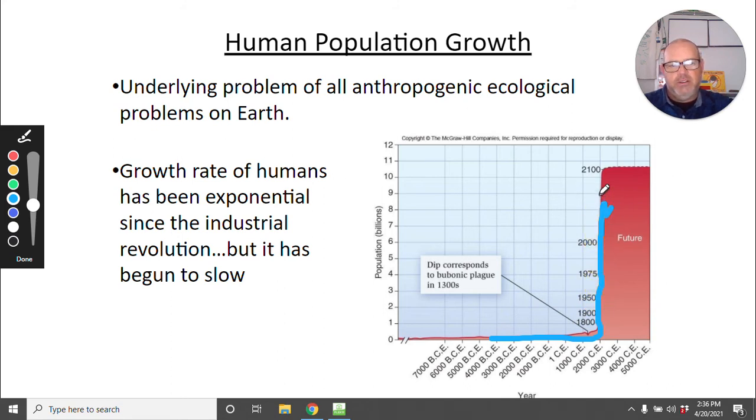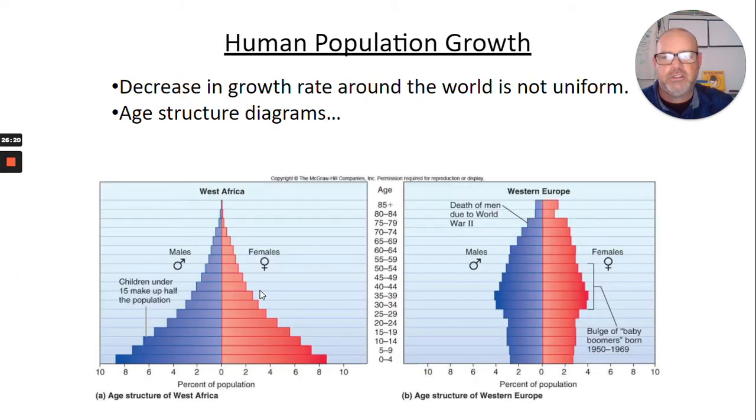Okay, so here's year 2100. At some point they think it will level off. It's going to have to, right? Because we're going to hit the carrying capacity of the planet. I'll show you a few numbers here in a minute.